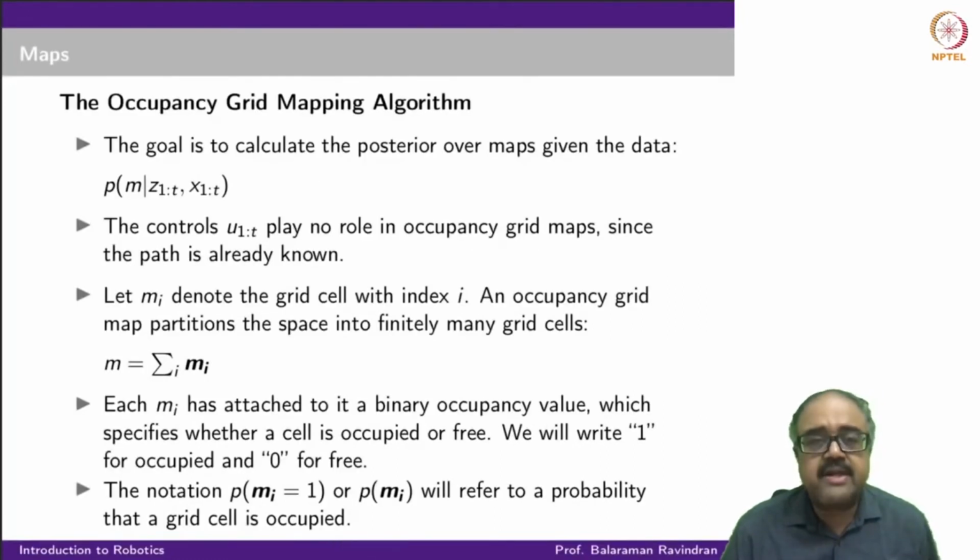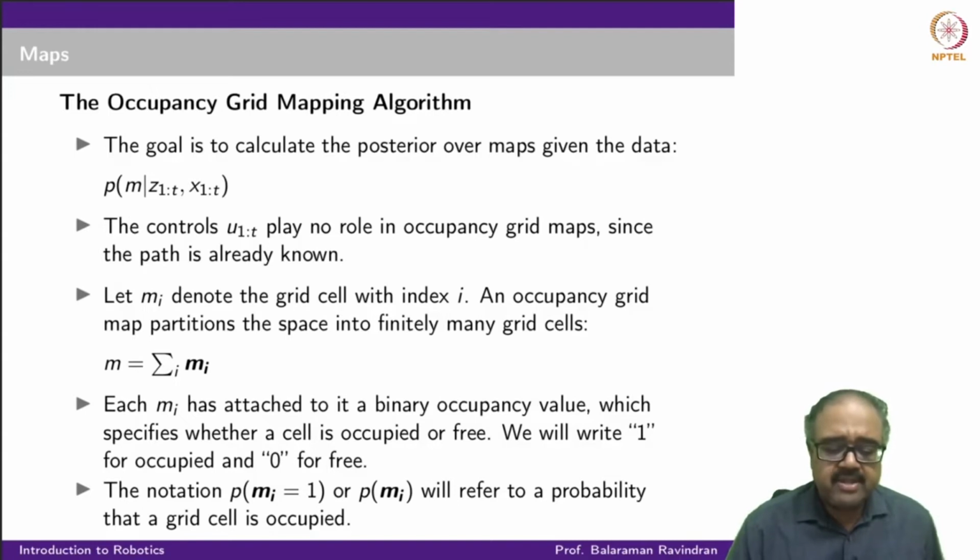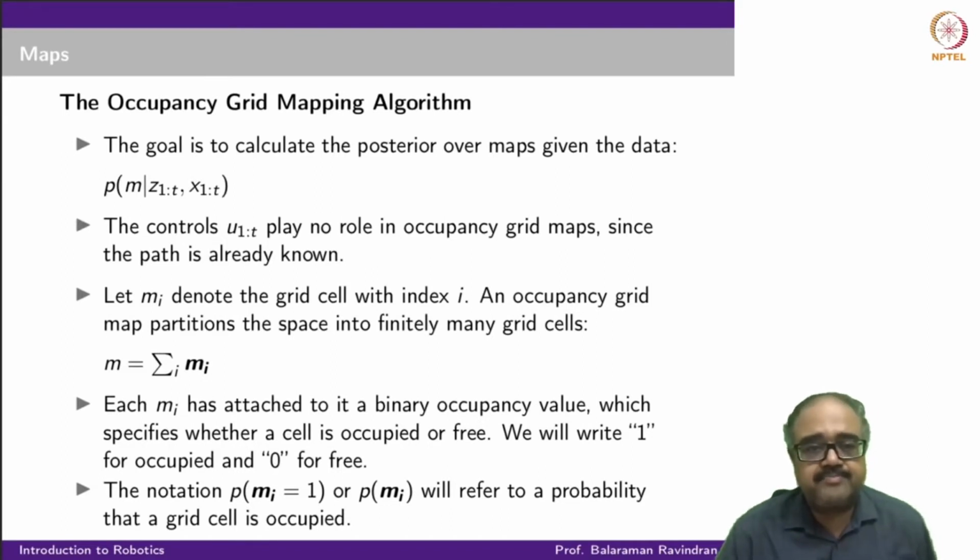Looking at the occupancy grid algorithm, the goal is to compute the following posterior. Given a sequence of observations and a sequence of states, where in each state I'm making some kind of observation, I would like to estimate a map M. What is the probability over the map M? Remember, M is actually a collection of mi's, where each mi denotes a particular index in the map. So it's a collection of these objects. In the occupancy grid, each mi is going to correspond to a location.